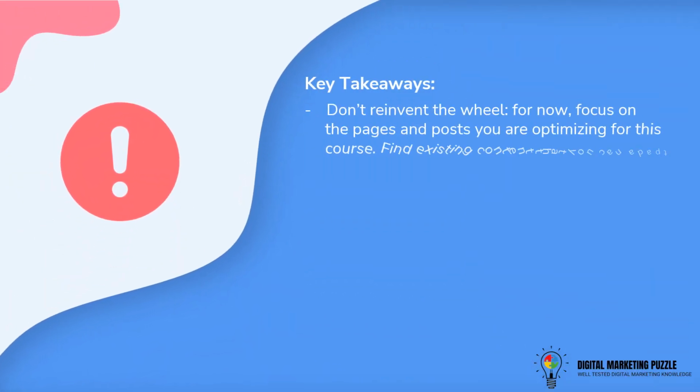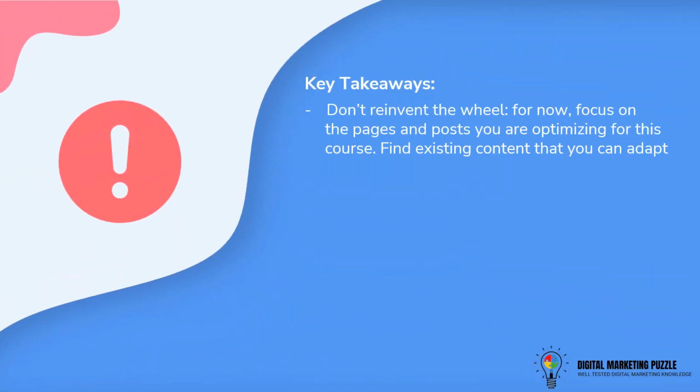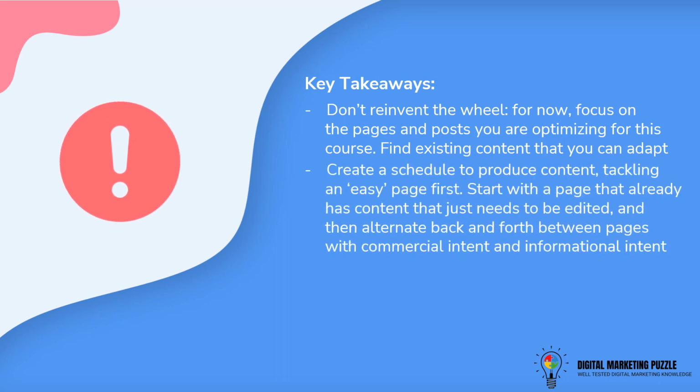Key takeaways. Don't reinvent the wheel. For now, focus on the pages and posts you are optimizing for this course. Find existing content that you can adapt. Create a schedule to produce content, tackling an easy page first. Start with a page that already has content that just needs to be edited, and then alternate back and forth between pages with commercial intent and informational intent.